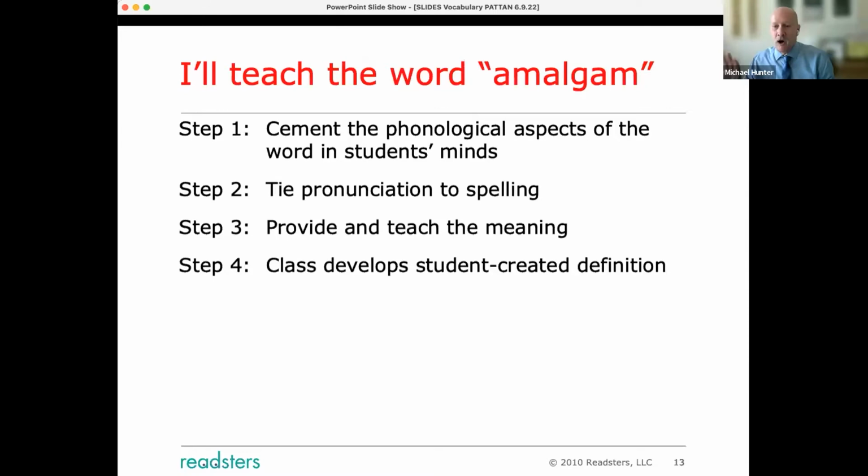All of you that are not my volunteers, feel free to answer the questions. Just don't unmute and play along with us. But this way I have some names I can call on just so that I can model how I would do this with an actual class. Okay, so step one, we're going to cement the phonological aspects of the word in our volunteers' minds and the rest of your minds. Step two, we're going to go back to print and tie that pronunciation to the spelling. Step three, I am going to teach you the meaning of the word. And then step four, we'll develop a student-created definition for the word, and that'll be your first exposure to the template. And then we'll do some more work with the templates for that. So let's get started.